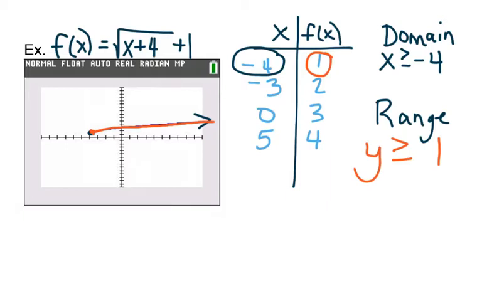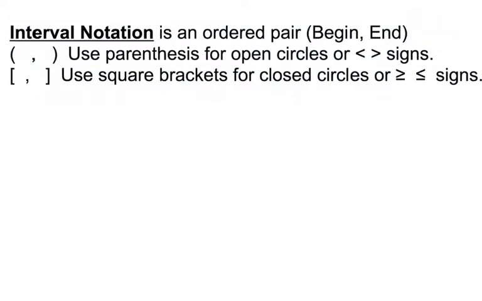Okay, so now I'm going to show you how we do it in Math 3. We do something called interval notation. Okay, so interval notation looks like this. It's going to be like begin, comma, end.